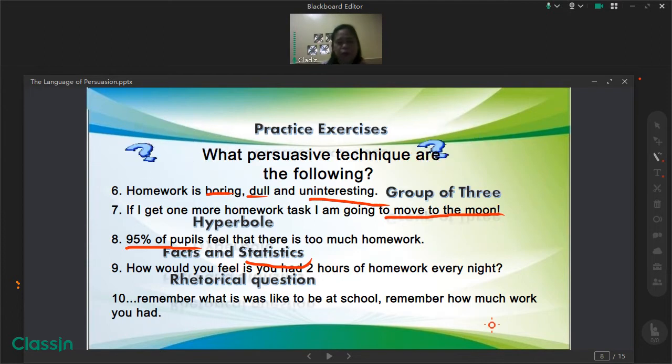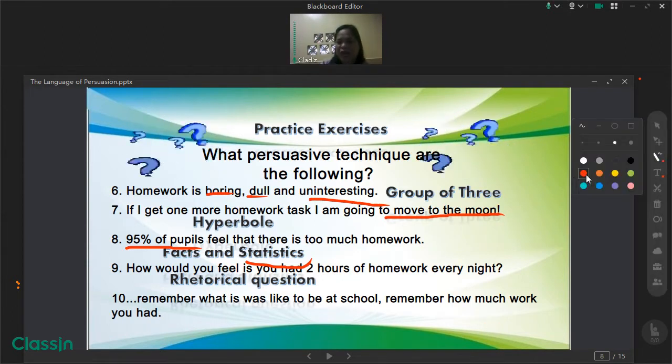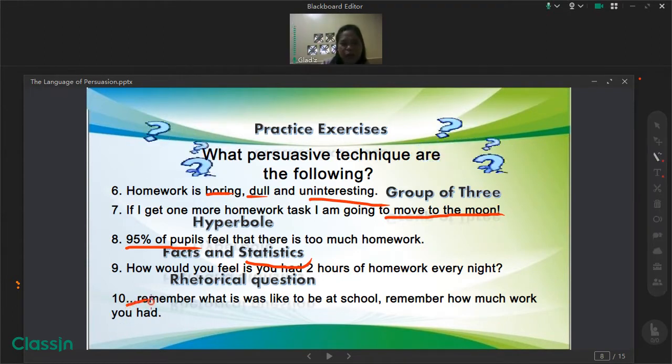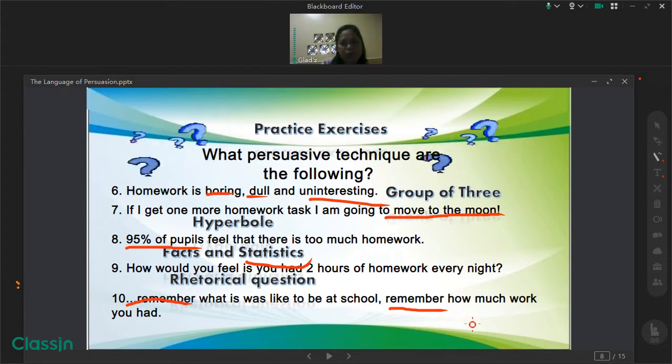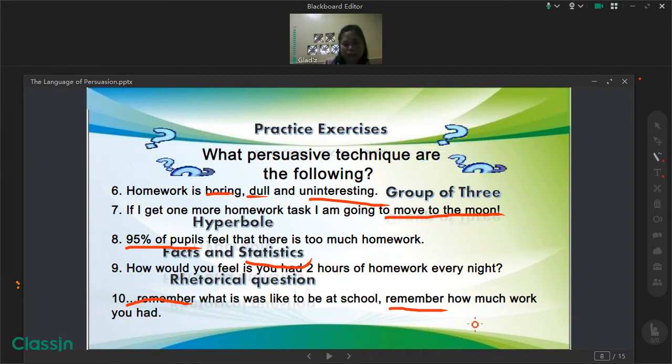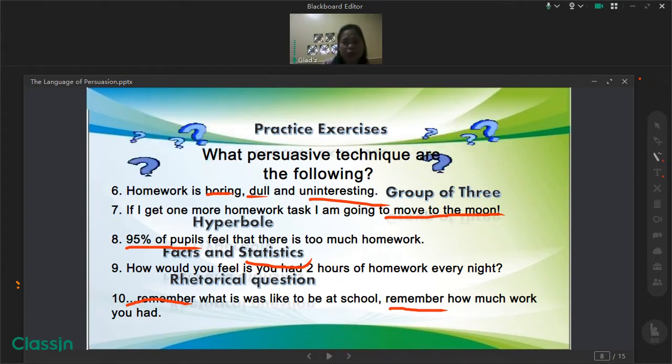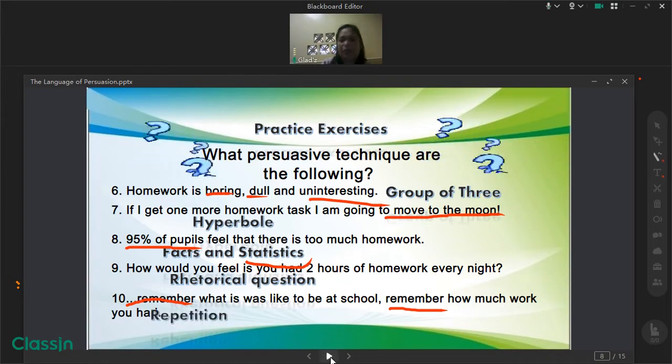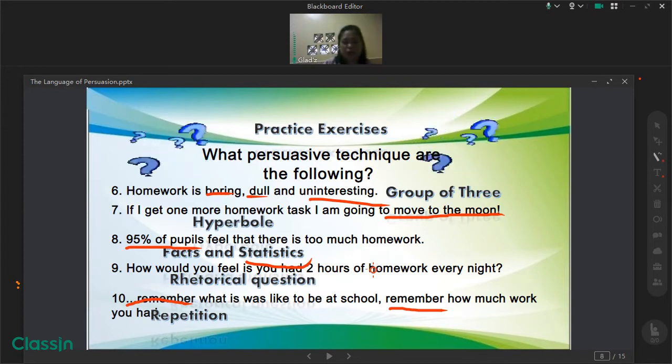Okay, and then next, number 10, is remember what it was like to be at school. Remember how much work you had. So we have there the word remember, and then remember. So the word remember has been repeated. So the persuasive language technique that is used is repetition. Okay, very good.